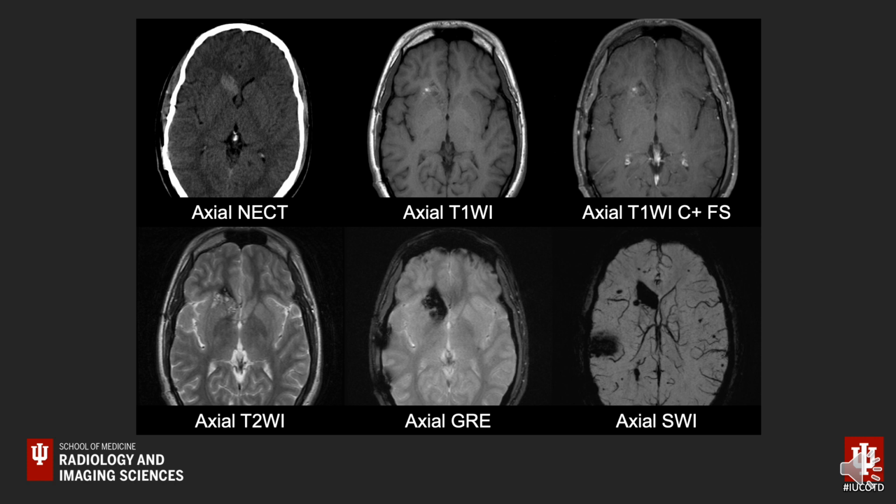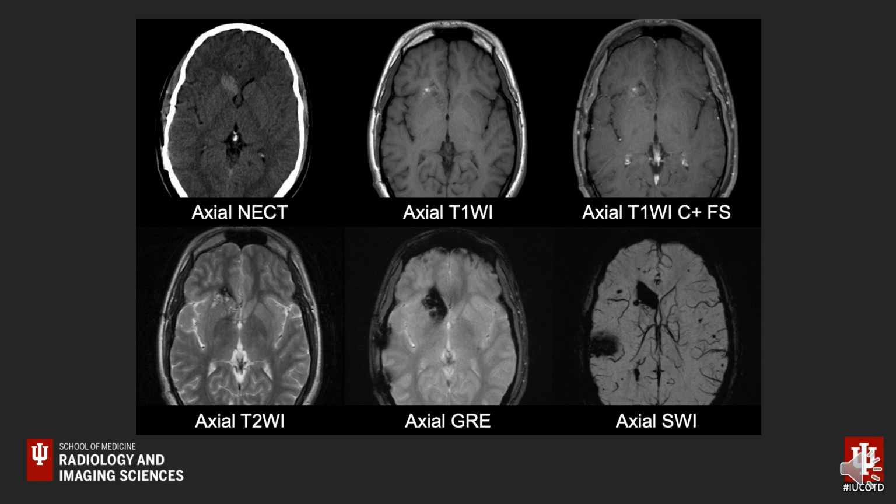The image on the top left is an axial non-contrast head CT. Image in the top middle is an axial T1 weighted image. The image on the top right is an axial T1 post-contrast fat saturated image. Image on the bottom left is an axial T2 weighted image. Image in the bottom middle is an axial GRE. And the image on the bottom right is an axial susceptibility weighted image.